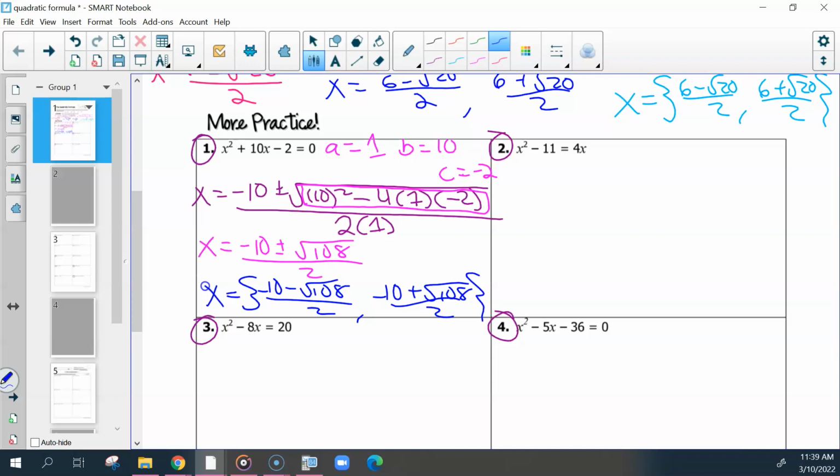Do we have any questions on this so far? We are going to get to some examples where you simplify more, but this next one is not going to be that.